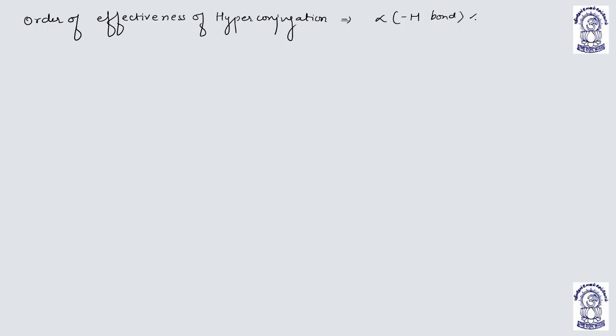Order of effectiveness of hyperconjugation is alpha carbon-hydrogen bond, then alpha carbon-deuterium bond, then alpha carbon-tritium bond. Okay.